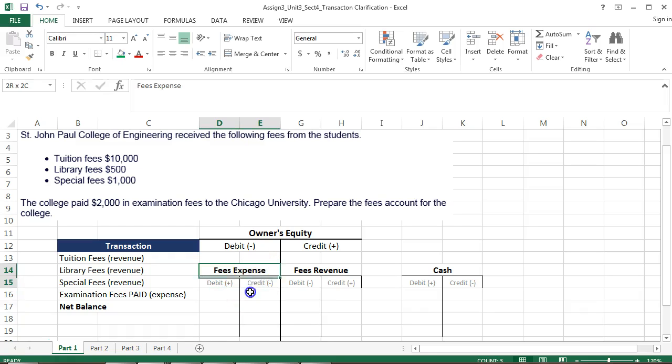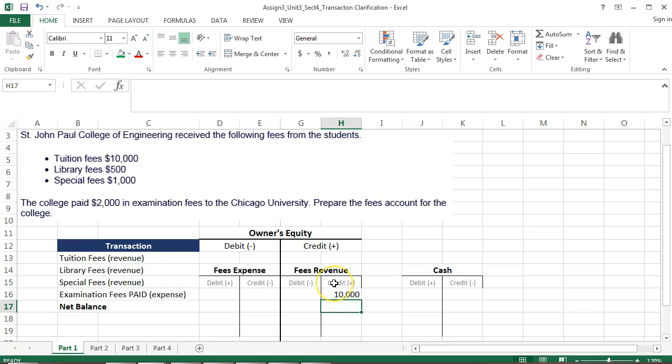An increase in expenses ultimately is going to decrease our owner's equity, right? The more money we put towards expenses, the more money is going to come out of the business, which is opposite with revenue. The more revenue we have coming in, the more that's going to increase the value of our business. So we have $10,000 coming in as tuition fees, that's revenue coming in, so we're going to increase our revenue account by $10,000.